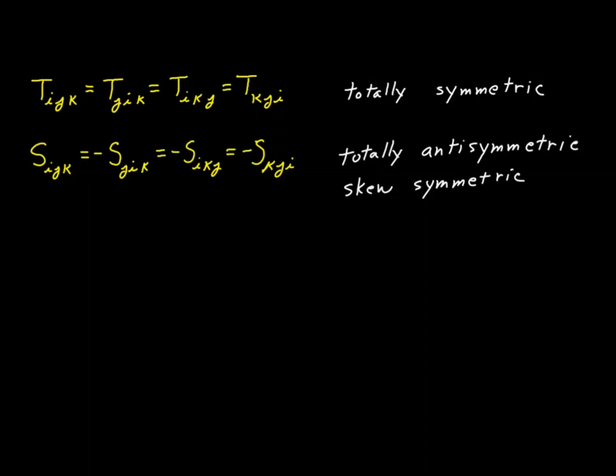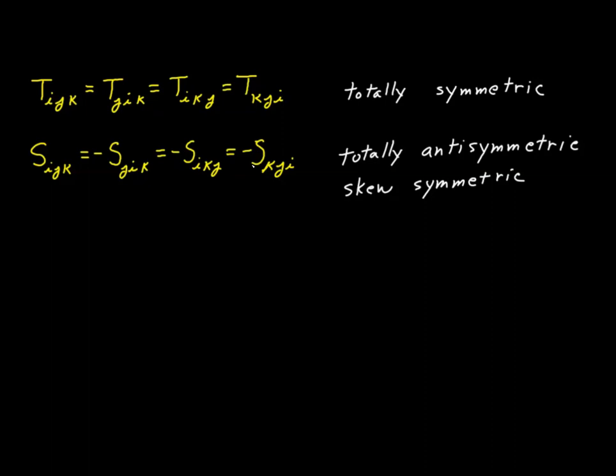Now we said a system that is totally symmetric is going to be restricted in terms of the degrees of freedom because of the various symmetric relationships. We said that this expression with three indexes that's totally symmetric is going to have 10 degrees of freedom. Well, let's investigate what the restrictions are on a totally anti-symmetric system, or a skewed symmetric system.